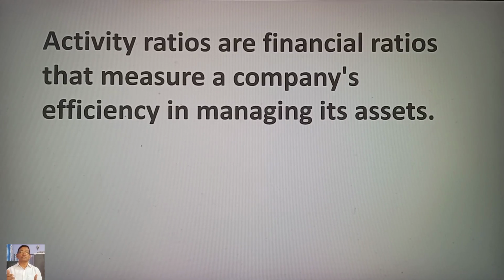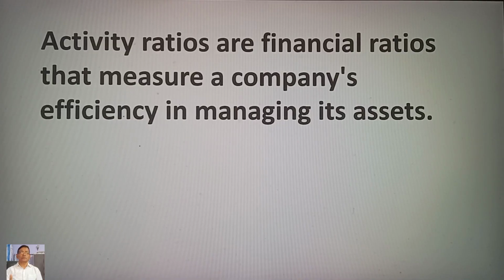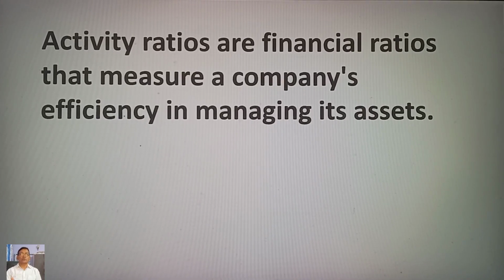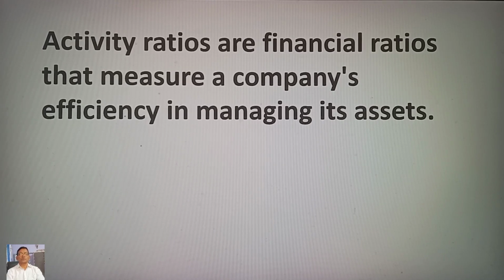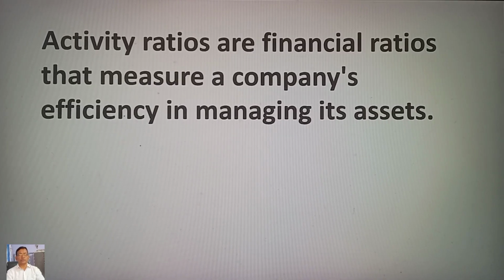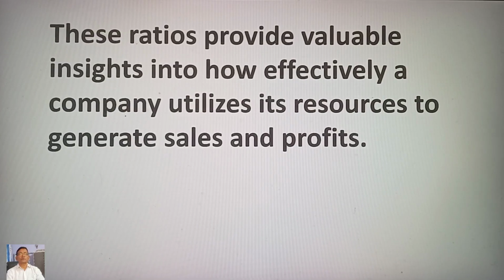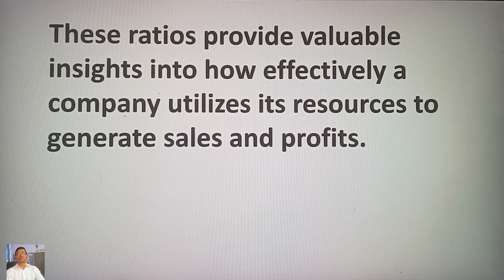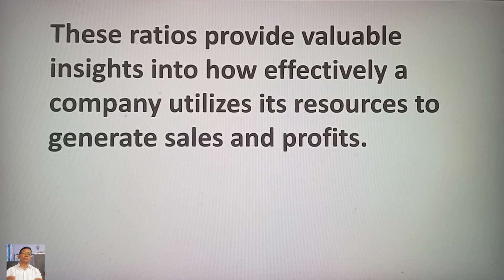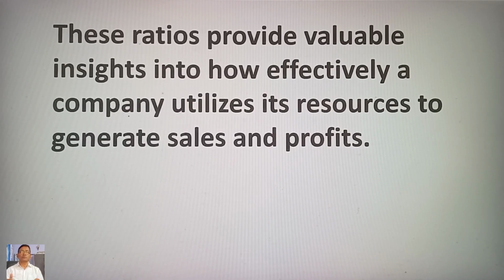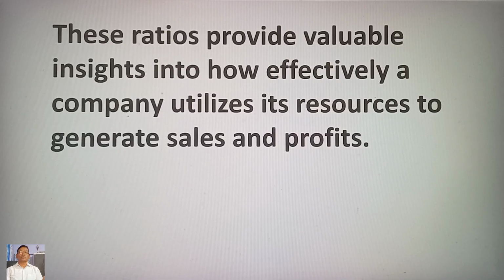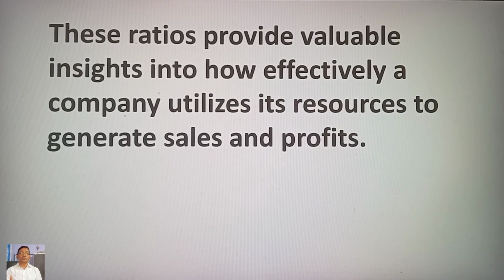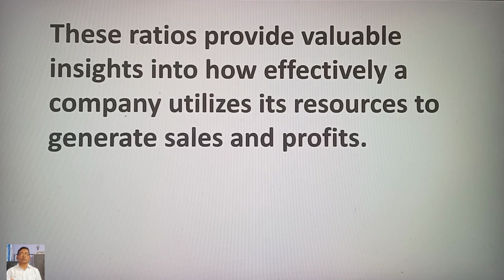Activity ratios are financial ratios that measure a company's efficiency in managing its assets. It is a measure to understand the stability and utilization capacity of the business by using the company assets, whether fixed or current. These ratios provide valuable insights into how effectively a company utilizes its resources to generate sales and profit. Stock analysts examine several activity ratios that indicate how efficient a company is at turning its assets into revenue.